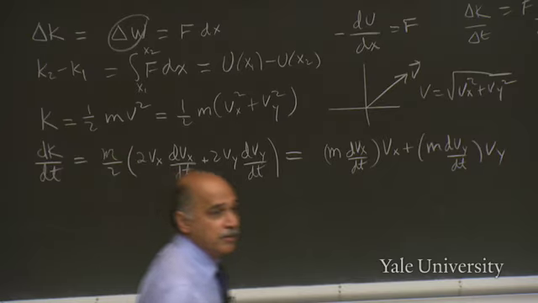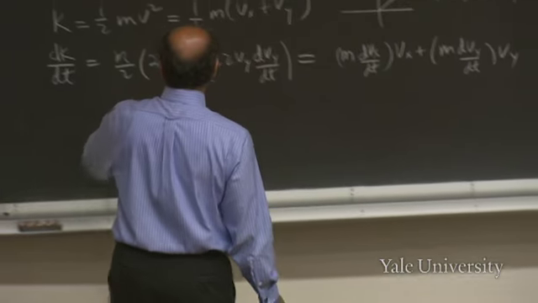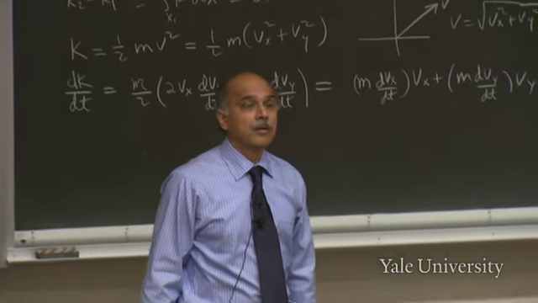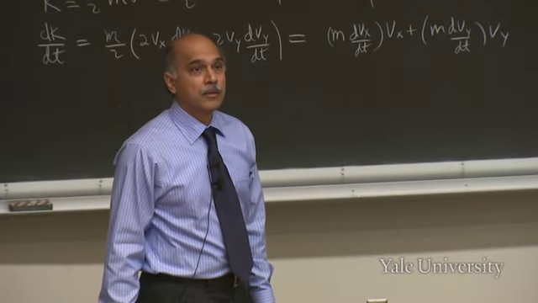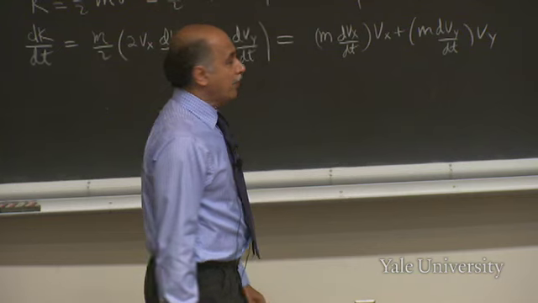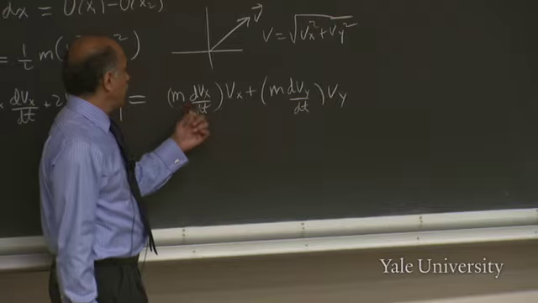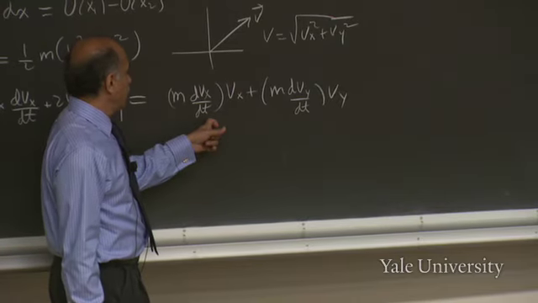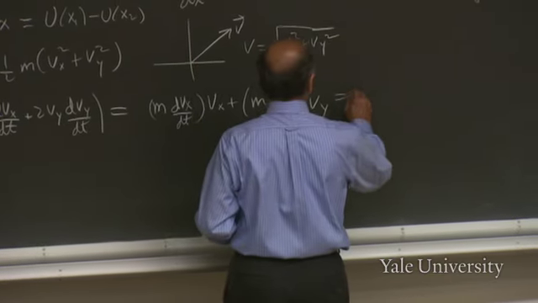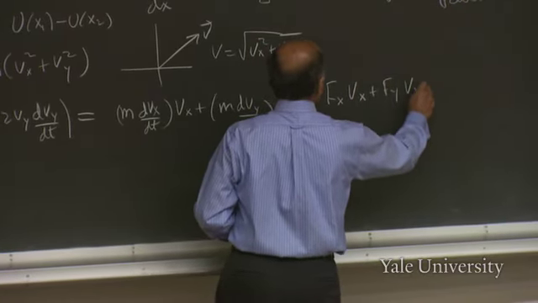So what's my next step? Yes? Wait, what happened to the half? The half got cancelled by the 2 here. Yes? Taking the m dv and converting to acceleration, m dv/dt is force. That's correct. So what we want to do is to recognize this as ma in the x direction, because m times dvx/dt is ax, and this is m times ay, therefore they are the forces in the x and y directions. So I write Fx vx plus Fy vy.